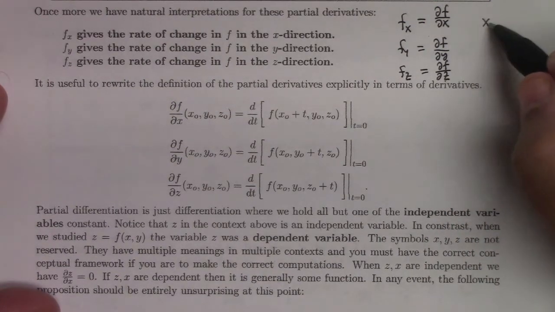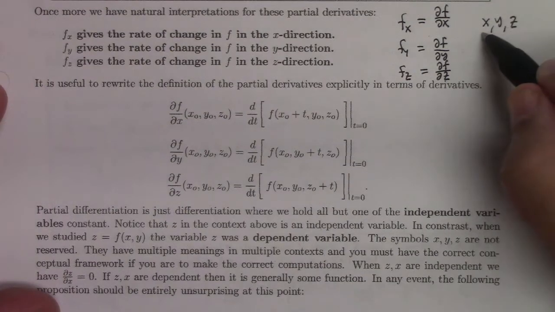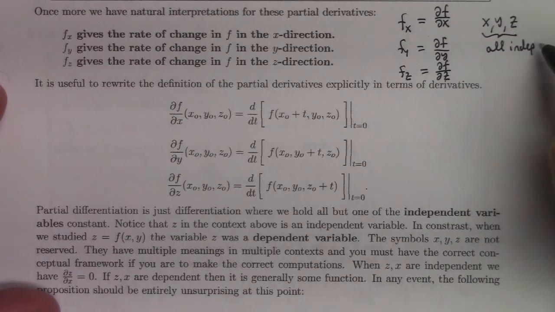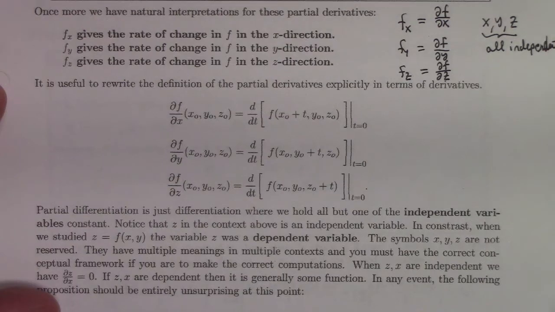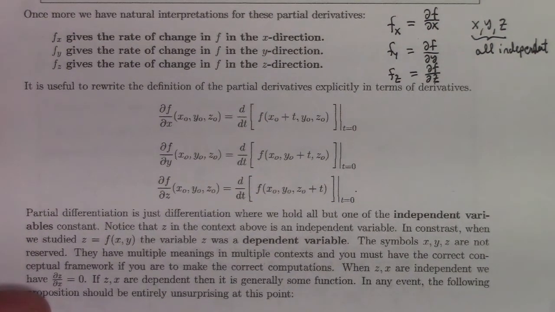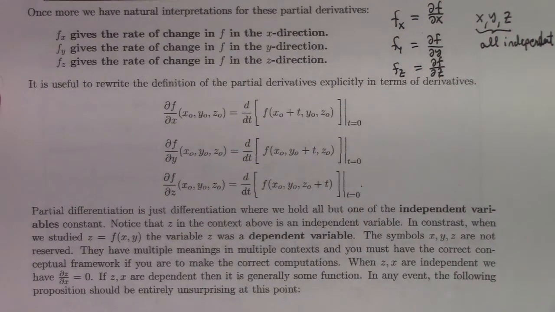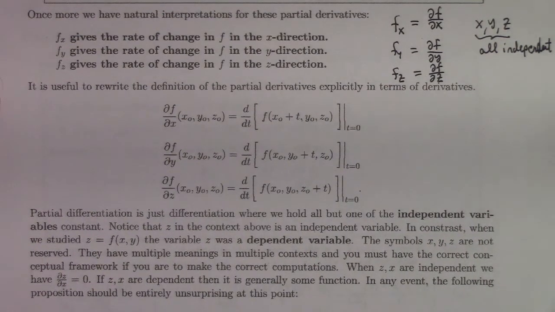Notice here that x, y, and z are all independent in this context. Previously, our use of z was as z equals f of x, y. That means in the previous lecture, z was a dependent variable. So dependent versus independent is an important distinction to be aware of. I'll tell you explicitly what that means in terms of partial derivatives very soon.